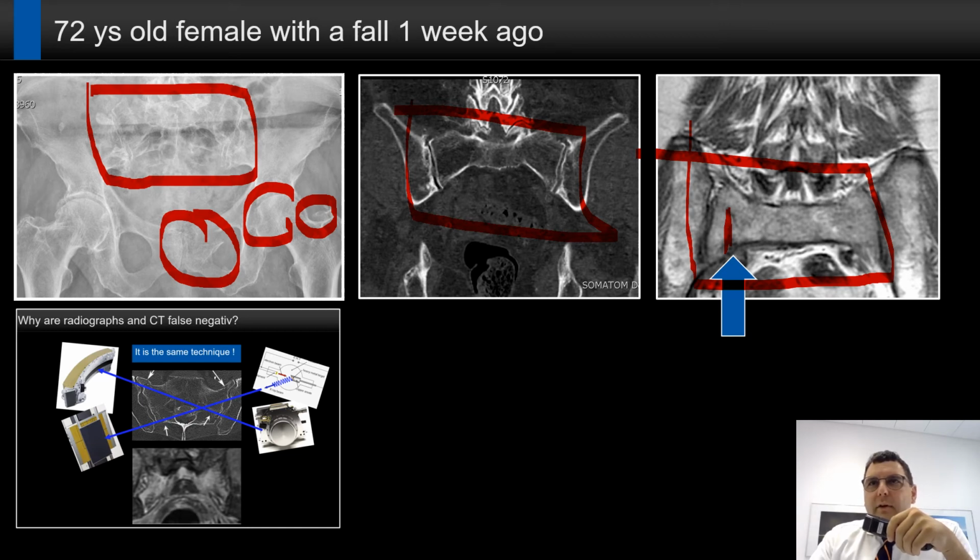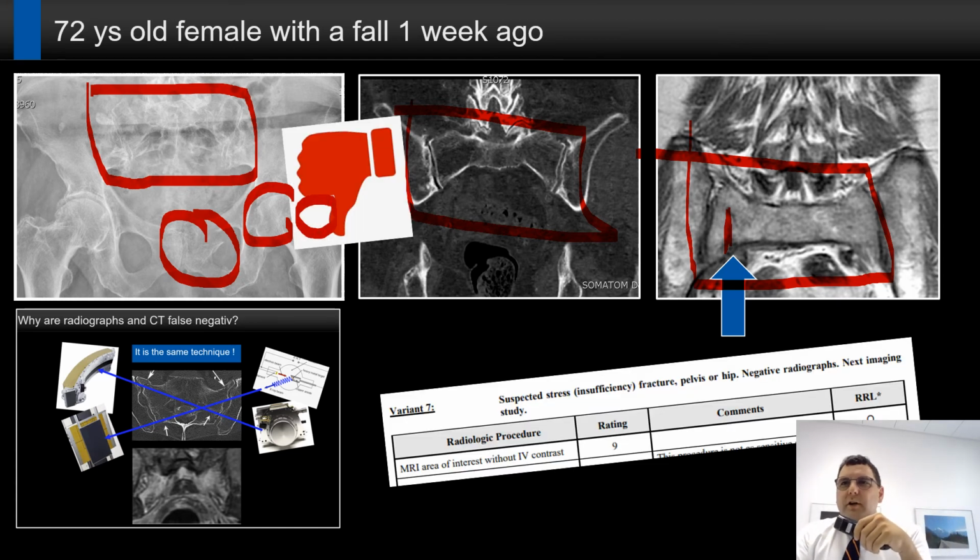So if you want to see anything in these highly osteoporotic patients, you should go for MRI, because in MRI you can see the bone marrow edema and accordingly the fracture. And it makes no difference if you perform an X-ray or a CT, because basically both are the same technique, so you need to change the technique.